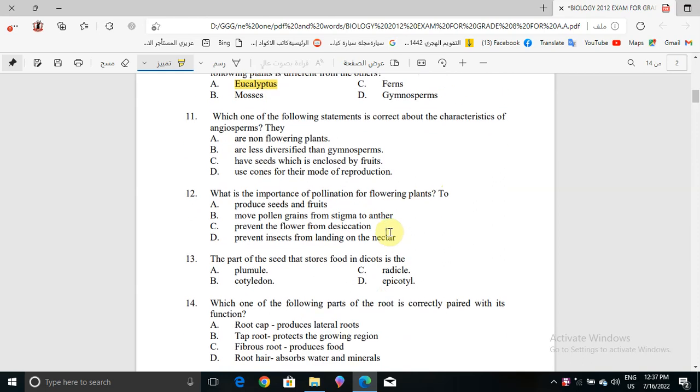Now question number 11, which one of the following statements is correct about the characteristics of angiosperms? They are what? Are non-flowering plants, or are less diversified than gymnosperms, or have seeds which are enclosed by fruits, or use cones for their mode of production? The answer is have seeds which are enclosed by fruits, angiosperms, but gymnosperms don't have. So that means the answer for question number 11 will be choice C.